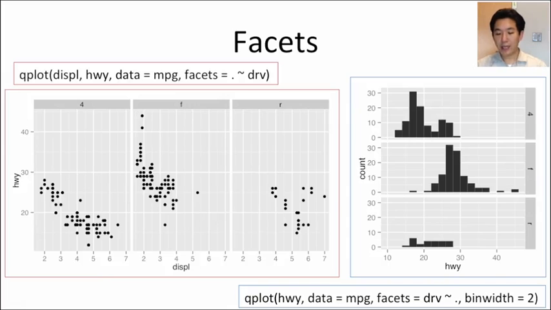In the plot on the right outlined with the blue box, I've got three histograms. Notice that I put the DRV variable on the left-hand side of the facets argument now, so that indicates I want three separate rows. But because there's nothing on the right-hand side of the tilde, I have no extra columns, just the one column for the three plots. Now I've got the three histograms, and you can look at the highway mileage divided up by the three groups.